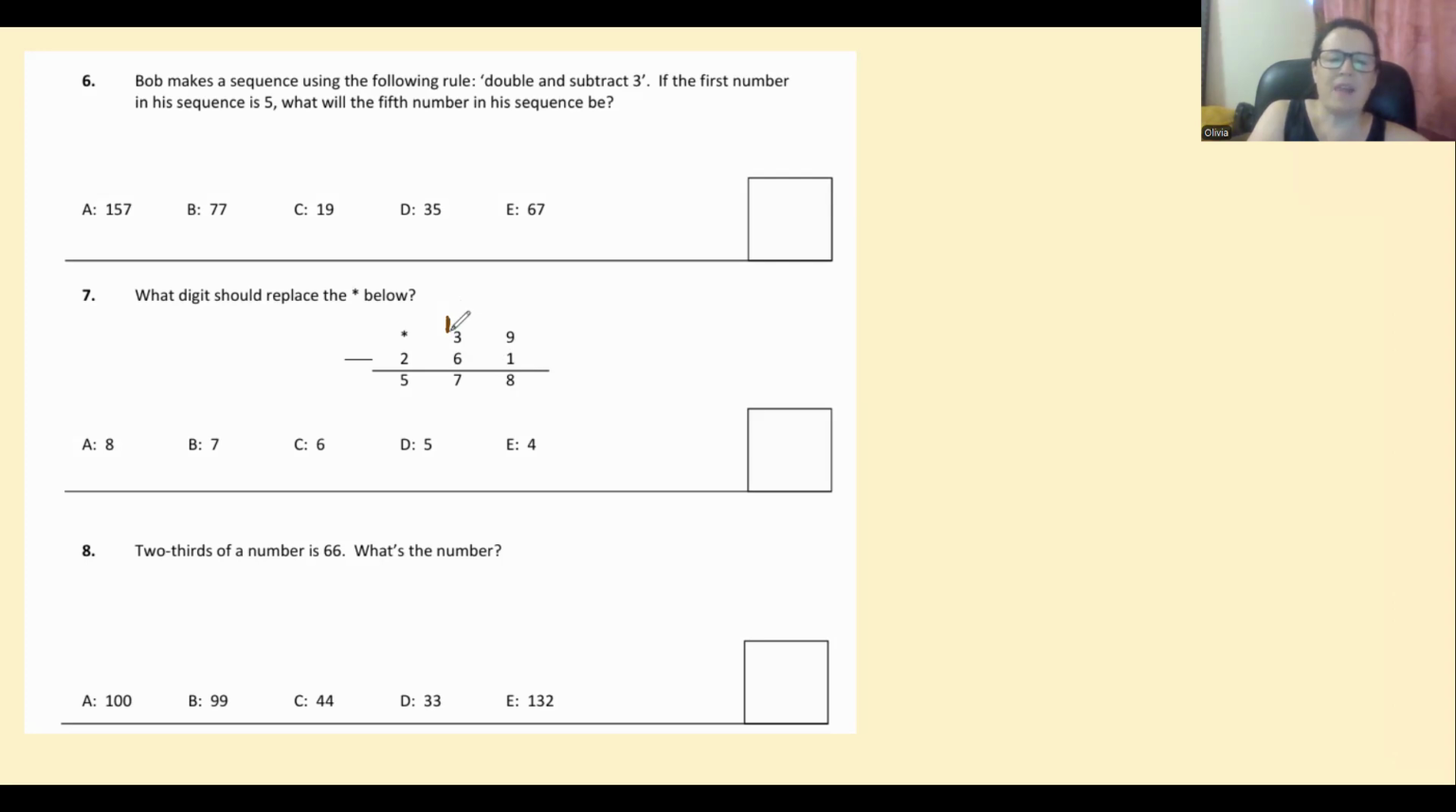Now, where did I get that 1 from? I got it from over here. I had a number and I took 1 from it. So what I'm going to do is I'm going to look at what takeaway 2 is 5. Well, 7 takeaway 2 is 5. But then I need to put this 1 back. So it's going to be 8. But let's see if that works out.